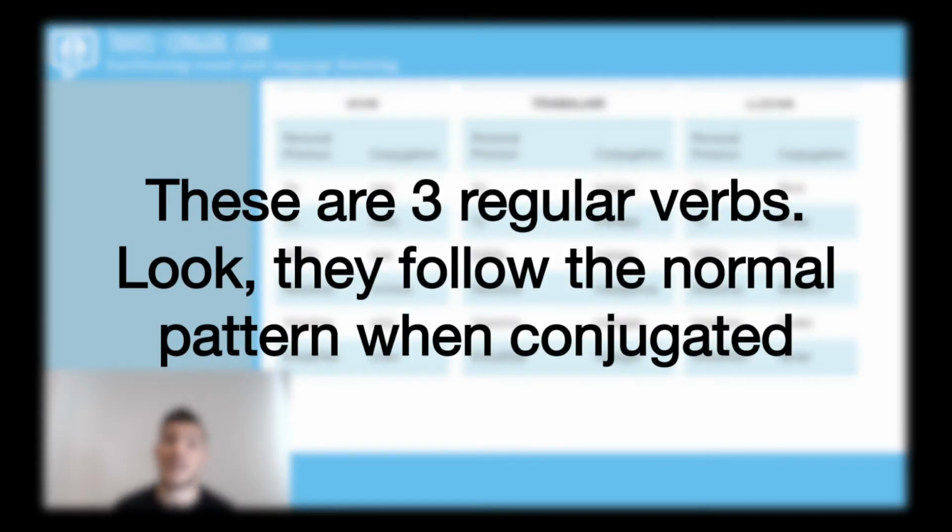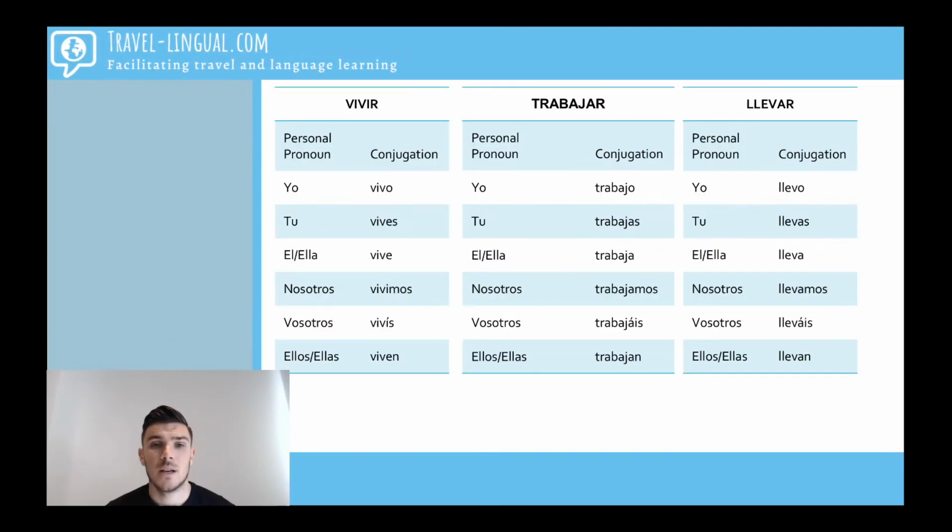Now, our next 3, vivir, which we've covered already. Vivo, vives, vive, vivimos, vivís, viven. I live, you live, he, she, it lives. We live, you plural live, they live. Vivo, vives, vive, vivimos, vivís, viven.